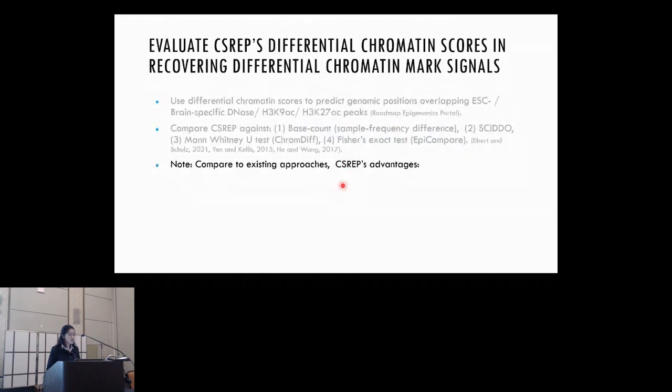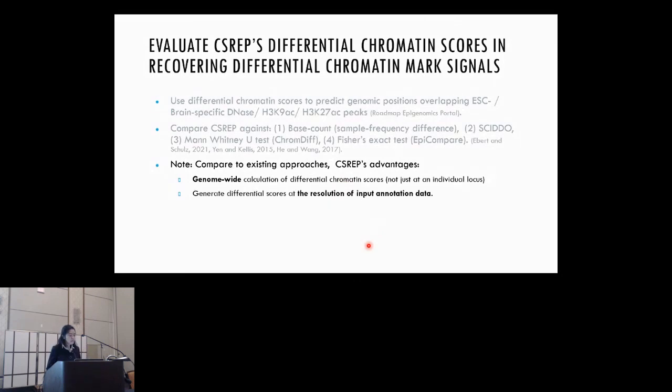And we note that compared to existing approaches, CS-REP offers several advantages. First, it calculates differential chromatin scores genome-wide, so it's not restricted to just an individual locus. Second, the method generates differential scores at the resolution of the input annotation data, which is the highest resolution possible. And we generate an individual score track for each individual state, which increases the interpretability of the model.